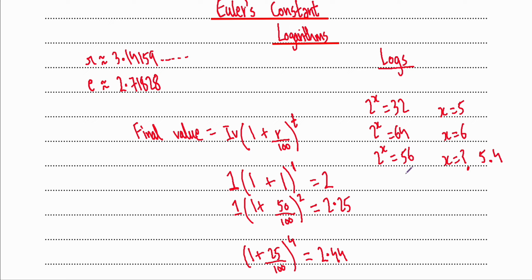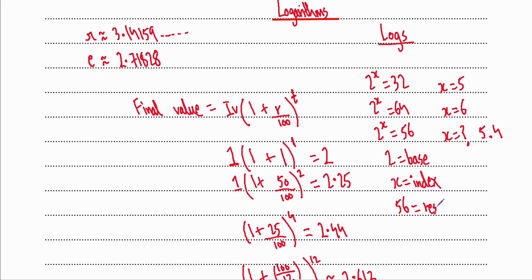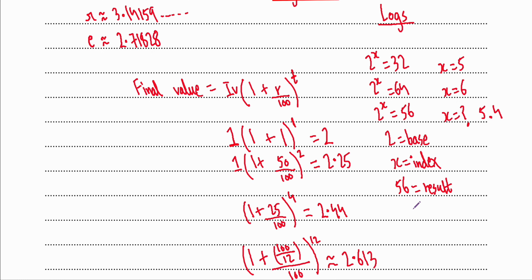And now we need some notation as well. So in this example right here, 2 is called the base. x is called the index. And 56, let's call it our result, right? So what we're going to do is, logs are basically the inverse of powers. So we know 2 to the power x equals 56. Now how do we find x? Well, what do we do? So we do log base 2 of 56 is equal to x.